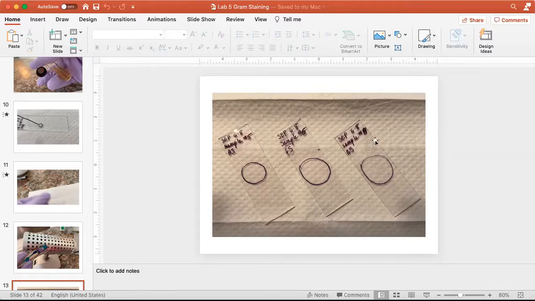So the first thing we do is we make each individual smear. You'll notice I drew a circle with Sharpie on these slides. Again, some people like to do this so they know exactly where their smear is. Then I heat fixed all 3 of these slides, and now I'll stain all 3 of them at the same time. So I'll have everything done and ready to examine.